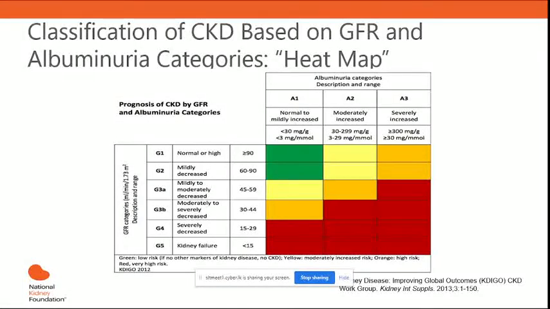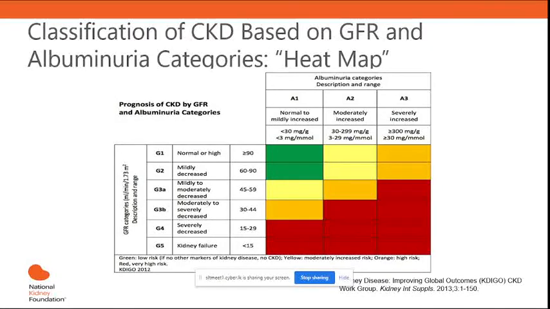So based on these, we classify CKD using this grid. So we have two variables. One is the glomerular filtration rate. With the glomerular filtration rate, we categorize CKD from G1 to 5. In addition, other variable we measure is the albuminuria. Depending on the albumin excretion, we categorize from A1 to A3.